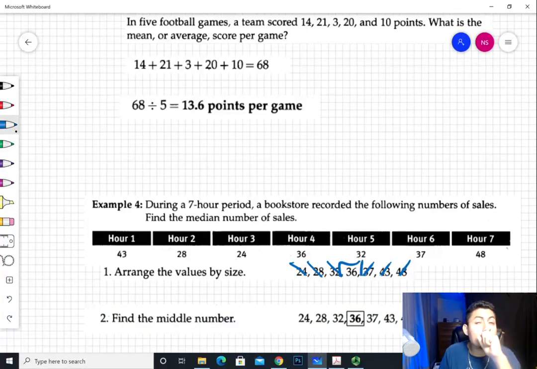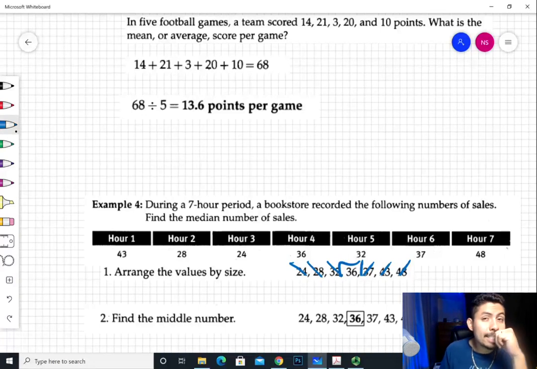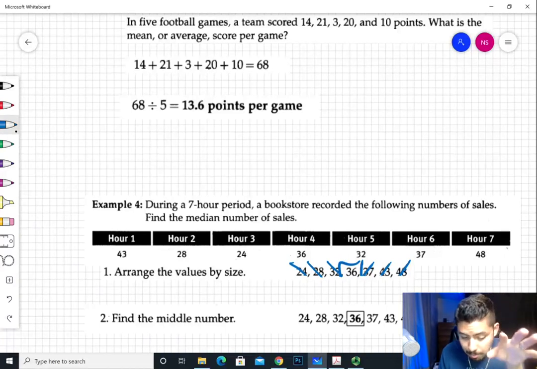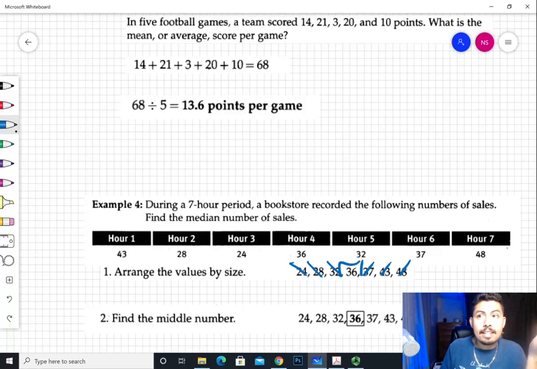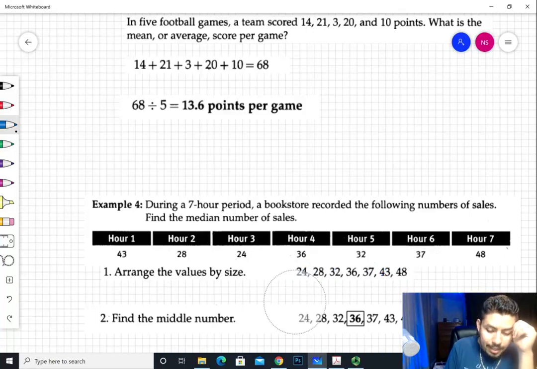Pretty easy, right? But do you remember the little thing I added to the end of the sentence? I said if there's an even amount of numbers, find the mean of the two middle numbers. This is what I mean by that, okay?